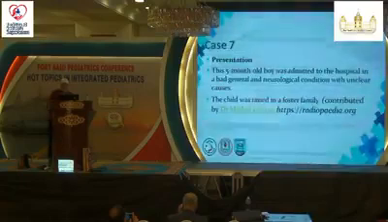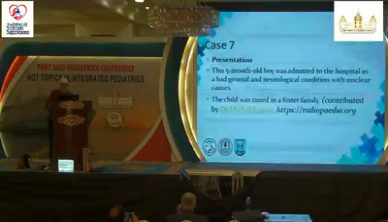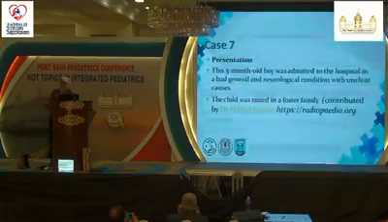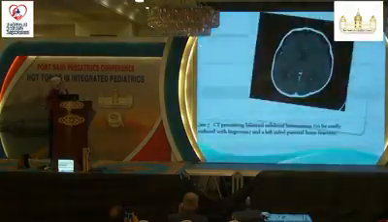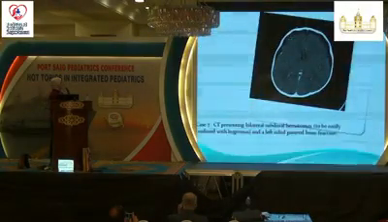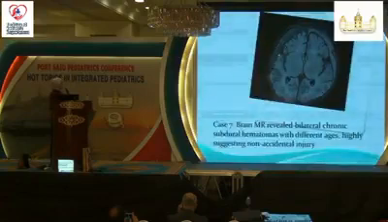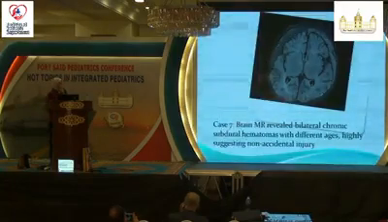This 5-month-old boy was admitted to the hospital in a bad general and neurological condition with unclear causes. The child was raised in a foster family, the adopting family. Okay, in the CT, look at the bilateral subdural hematomas. But the clue is in the MRI. Look at the hematoma on the right side and compare it to the left side. It appears dark here, and on the left side it appears bright.